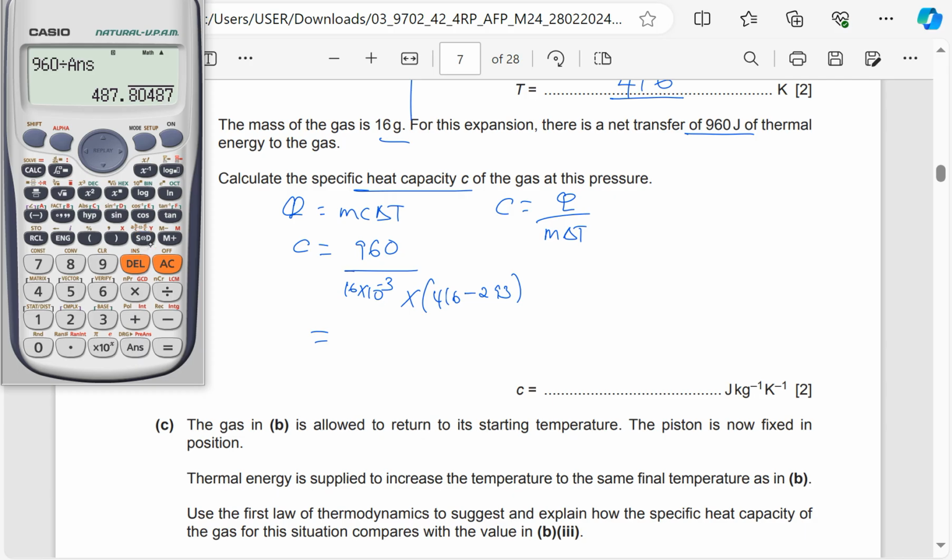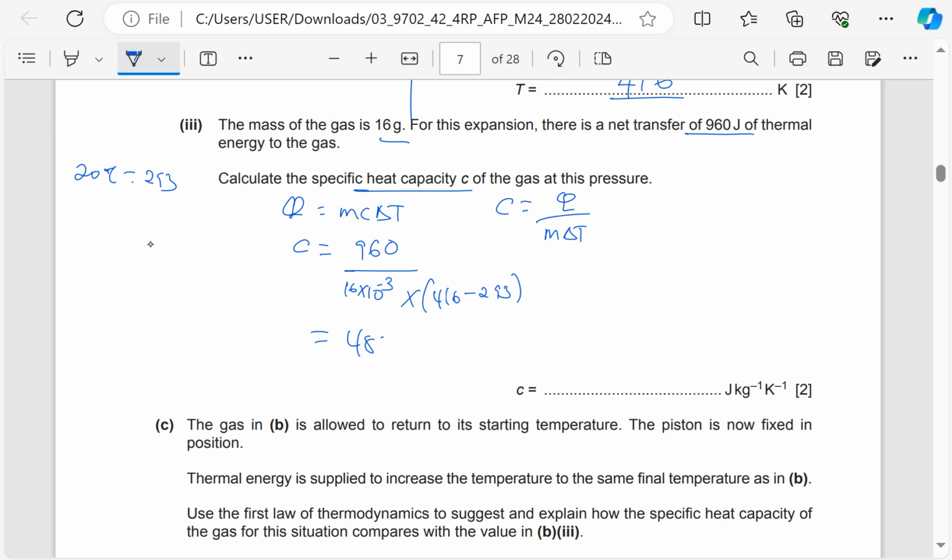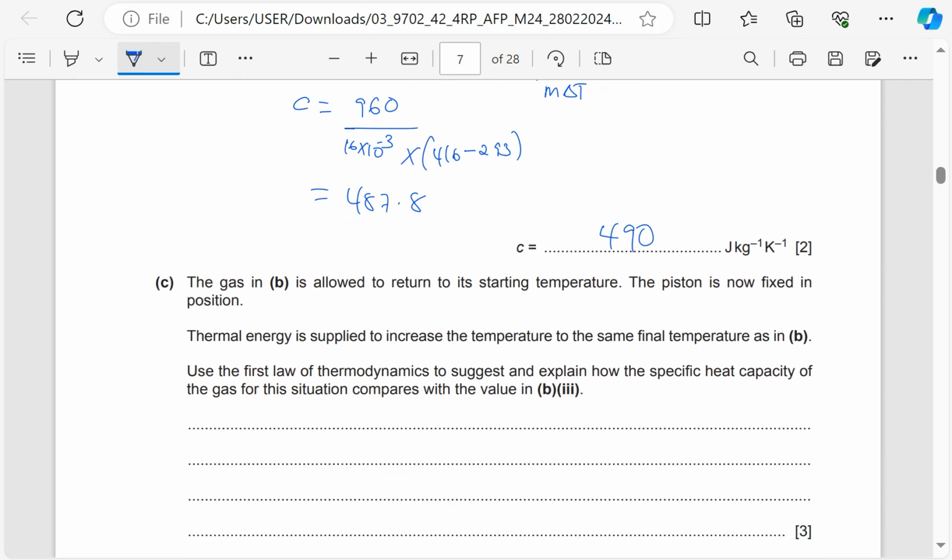So this is 487.8. 487.8, or approximately you can write 490. That is to two significant figures. Never write answers less than two significant figures.